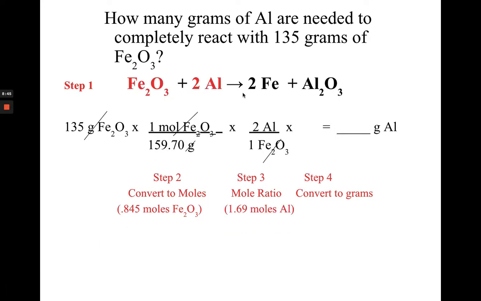Okay, so we identify the 2 factors from the equation that we're using, and we put on the top of the dimensional analysis, in the numerator, the thing that we want, which is aluminum, and on the bottom the thing that we were given, which is the iron 3 oxide. We pull it down exactly from the equation. So essentially what we're doing is taking this 0.845 moles of Fe2O3 and multiplying by 2. That's going to give us 1.69 moles of aluminum.